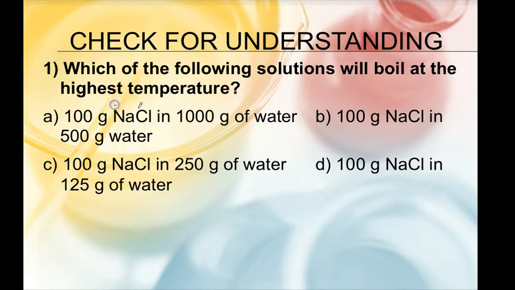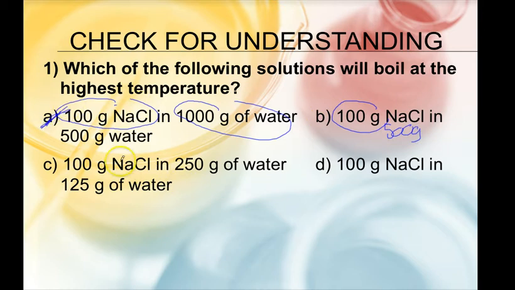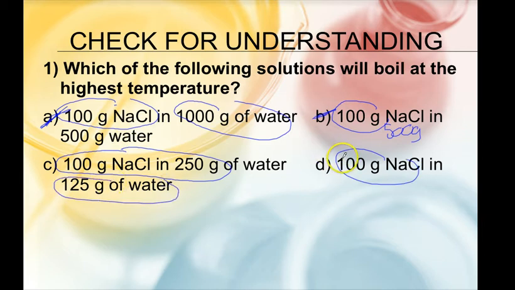So this has 1,000 grams of water, and it has 100 grams of NaCl. Okay, this has 100 grams of NaCl, but in 500 grams of water. So already this one is more concentrated than that one, so that one we can cross out. This one has 100 grams of NaCl and 250 grams of water. Well, that's already more concentrated than this one. This one has 100 grams of sodium chloride in only 125 grams of water. So the one that's most concentrated is D.